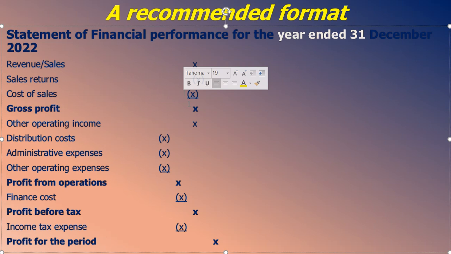In cost of sales, we get opening stock. Then on that, you add the purchases. Then on that, you raise purchase returns. Then on that, you add back the carriage inwards. Then on that, you raise the closing stock. The figure you get amounts to cost of sales.